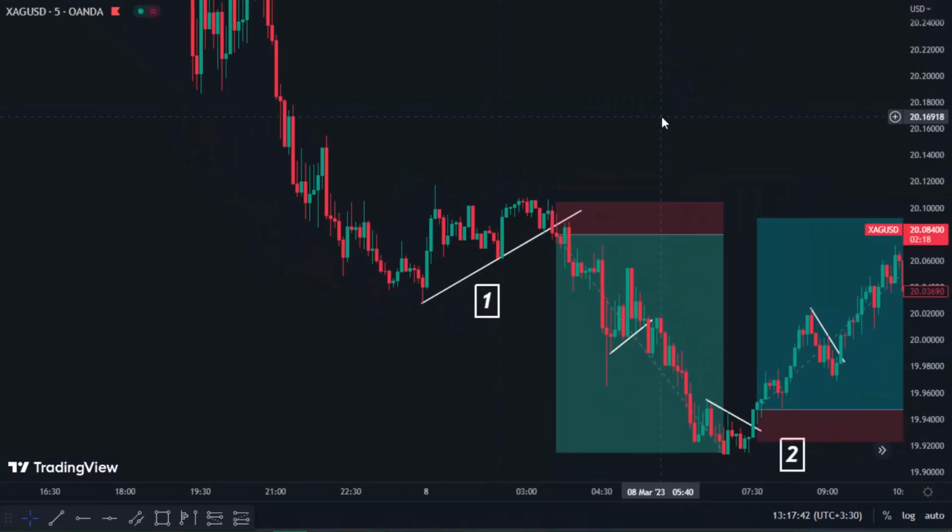Hey traders, welcome back. In this video I'm going to show you 5 positions that I made on silver on 8th of March 2023 based on price action.